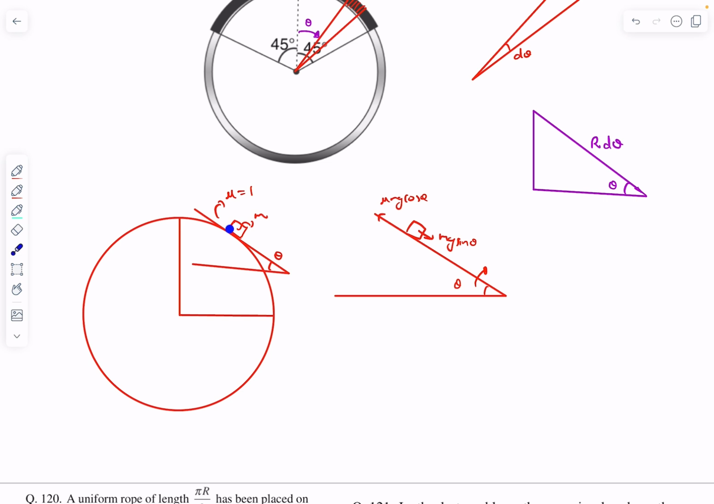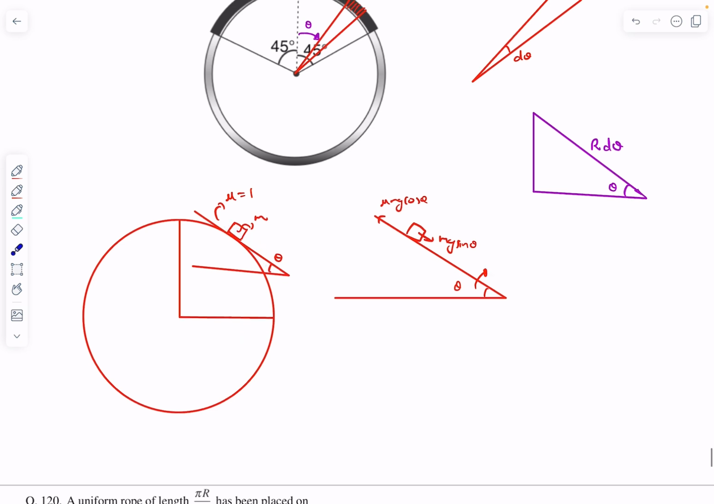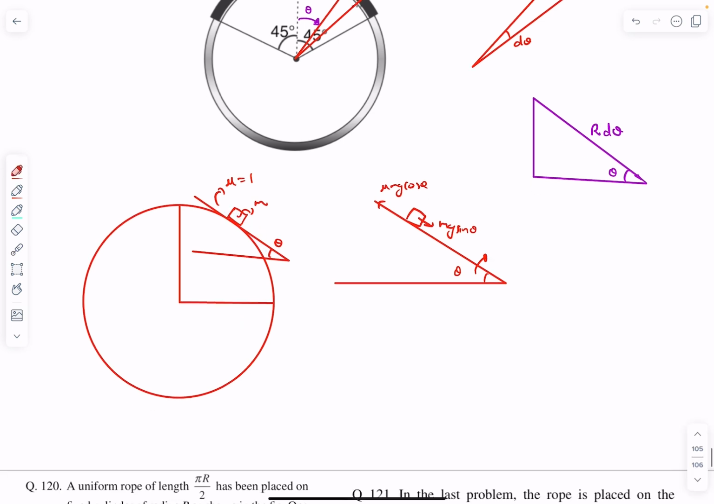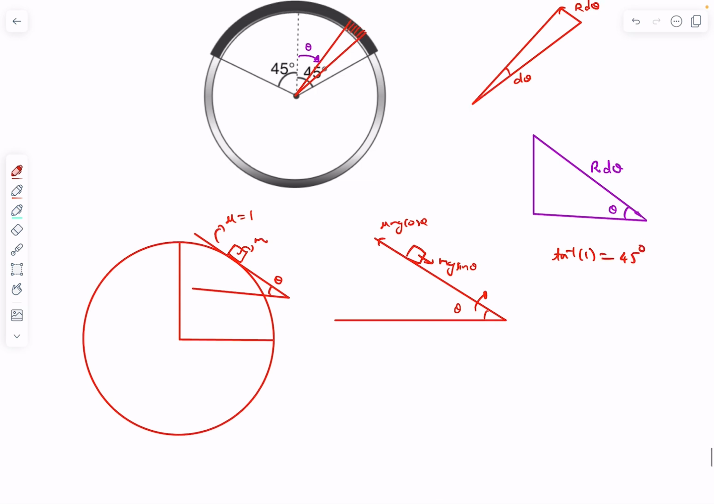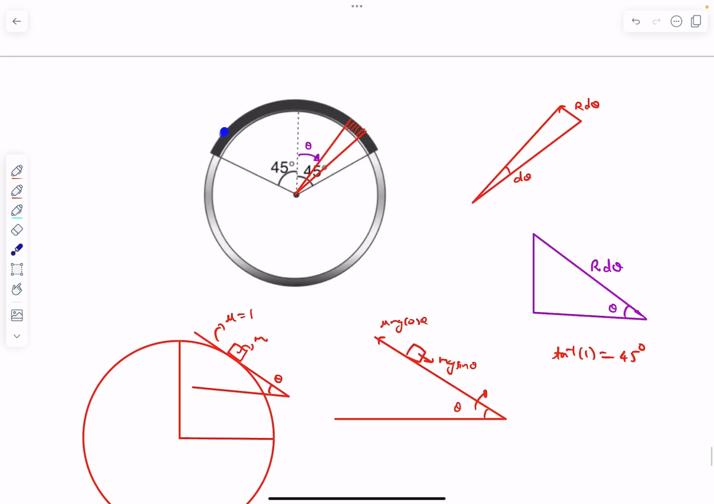So basically if I want to figure out if this mass will slip or not, all I have to do is check what this angle theta is. If this angle theta is less than the angle of repose, then it won't slip. Otherwise it will slip. So in this case, if mu is equal to 1, the repose angle is tan inverse of 1, which is 45 degrees. So if the angle is greater than 45, it will slip. Otherwise it won't slip.